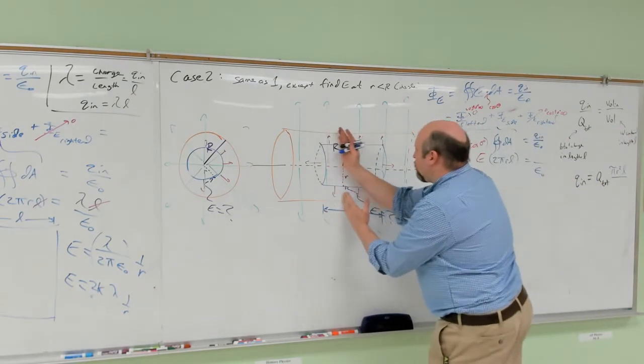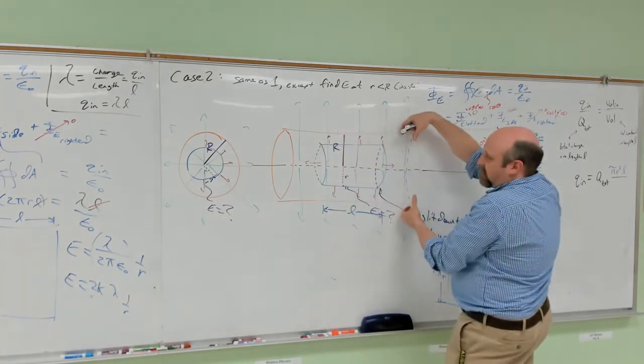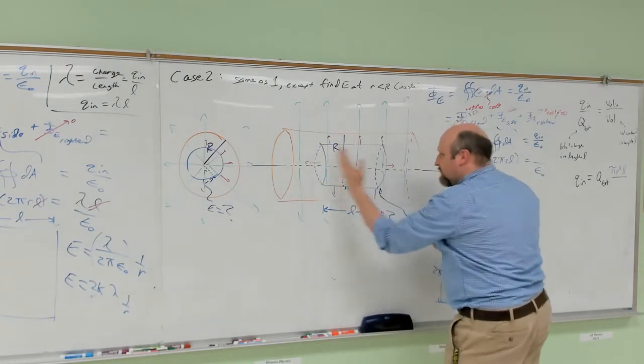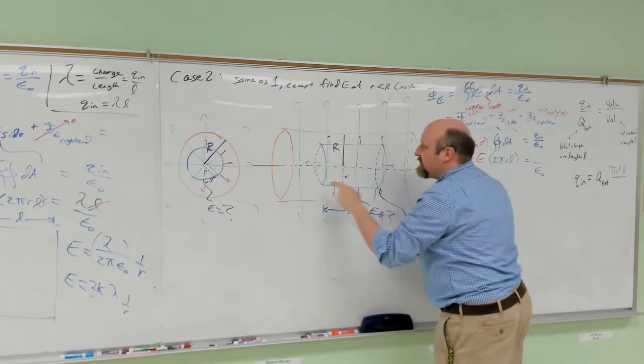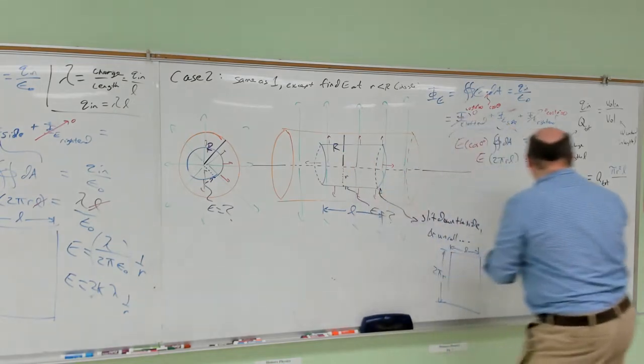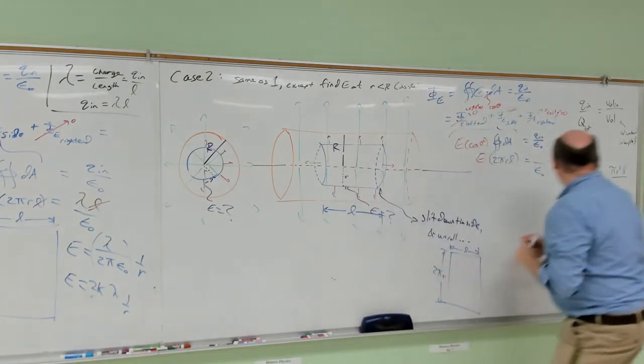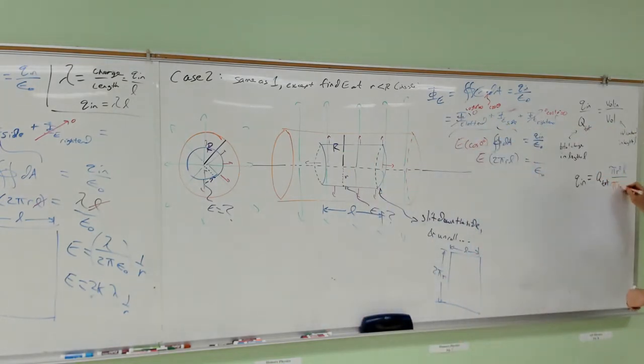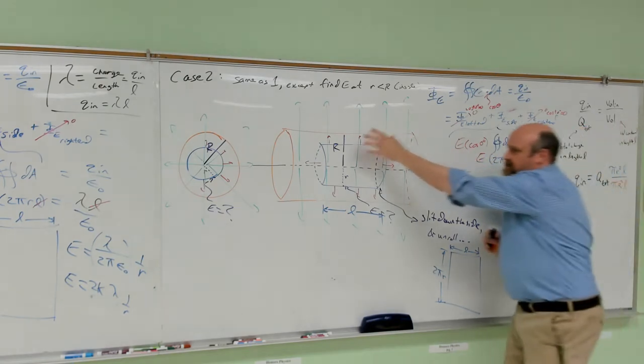What's the volume of the whole orange cylinder from here to here? Well, the cross-sectional area times the length. The cross-sectional area of this circle is pi big R squared, times L. Now this is great, except I don't know what that total charge in that chunk is.